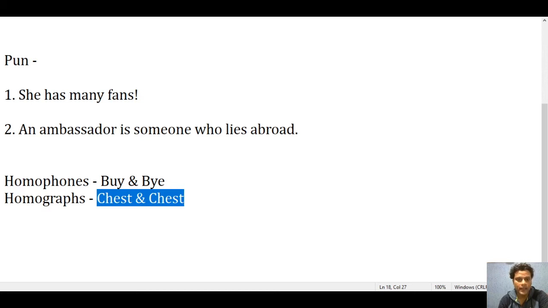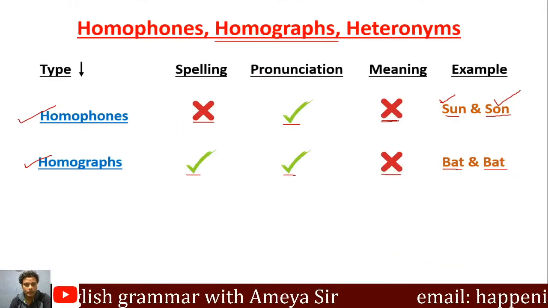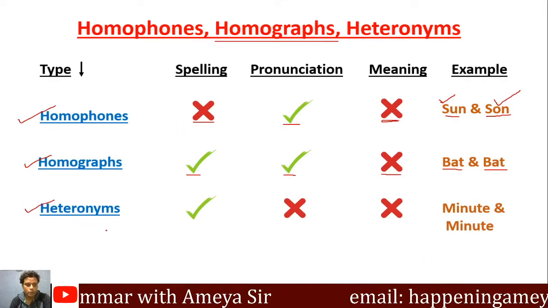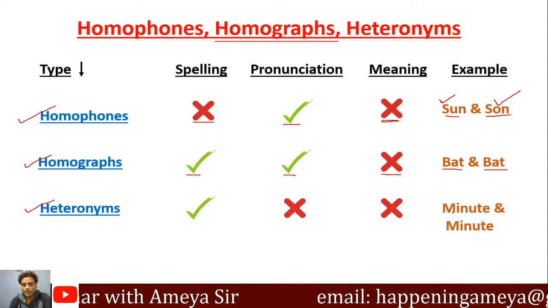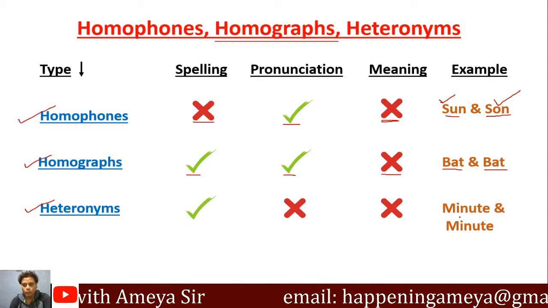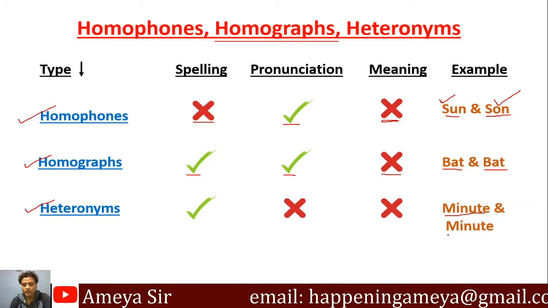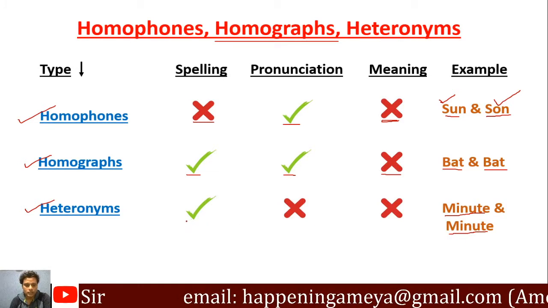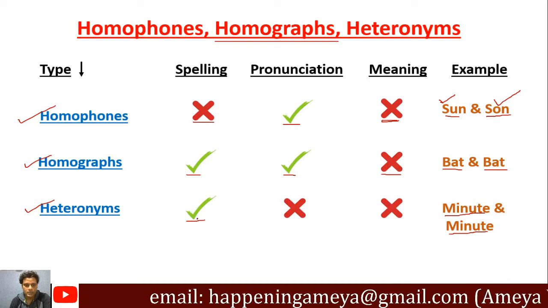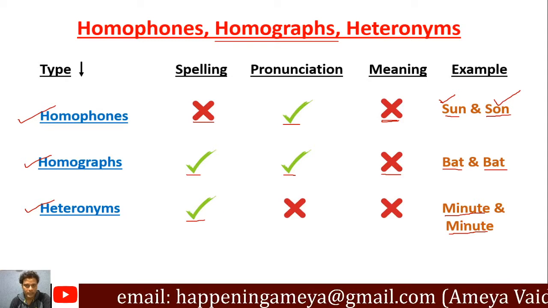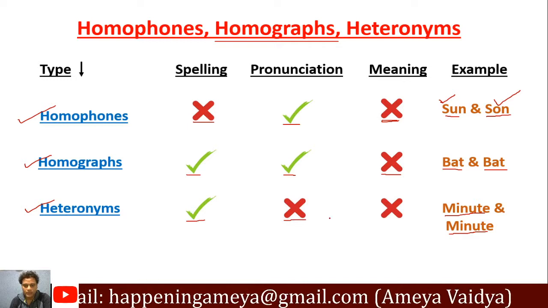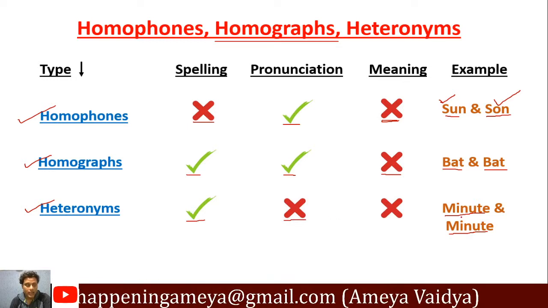Let's come now back to the PPT for the third category, the heteronyms. So what are those? Let's study the heteronyms now. The example is minute and minute. Notice, guys, minute and minute. So minutely watch this. The conditions: the spelling should be the same. Well, is it like that? Well, yes. The pronunciation should not be the same. It is not. Minute and minute.